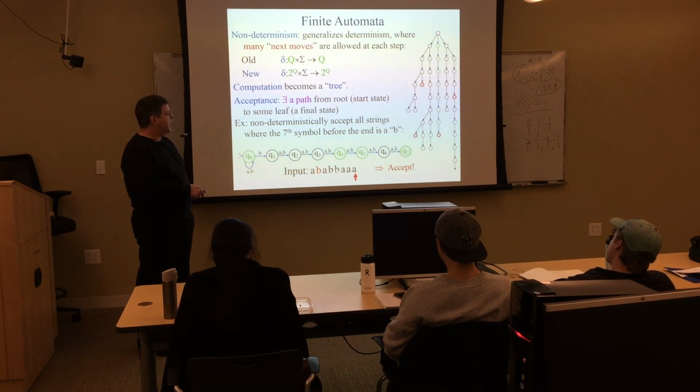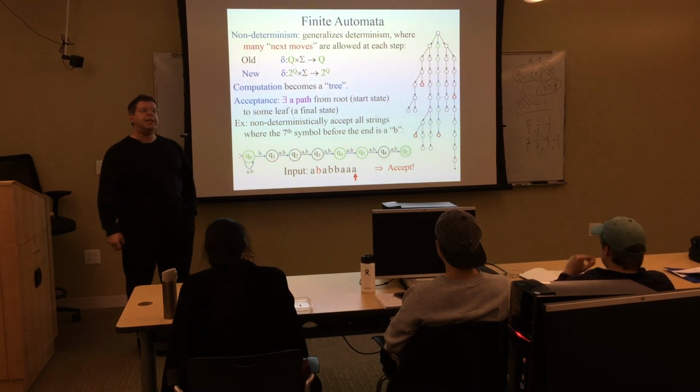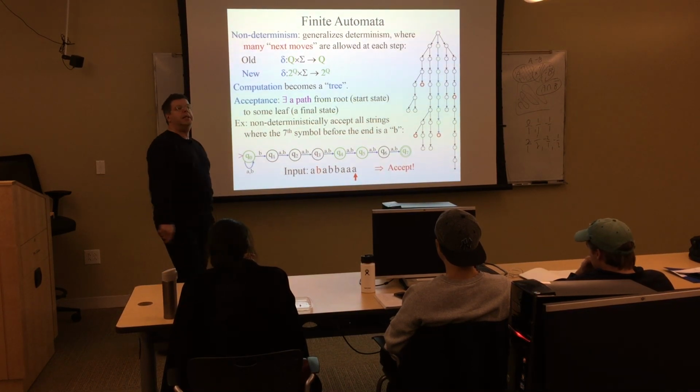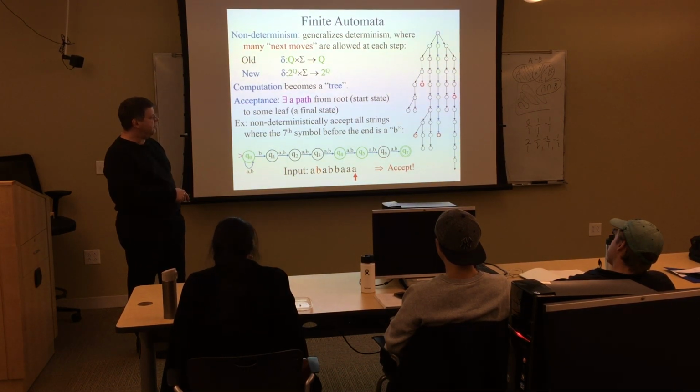So the string therefore gets accepted because in this series of states, at least one of them is final. So there exists a path to a final state through all these transitions based on this input string. So this input string gets accepted by this non-deterministic finite automata, and it's good. It's in the language of the automata. And sure enough, the 7th symbol from the end was a B.